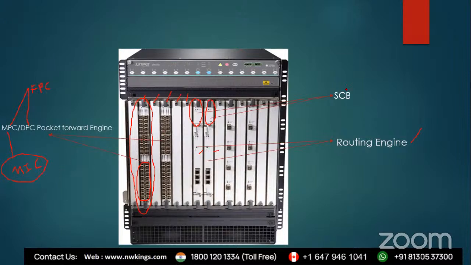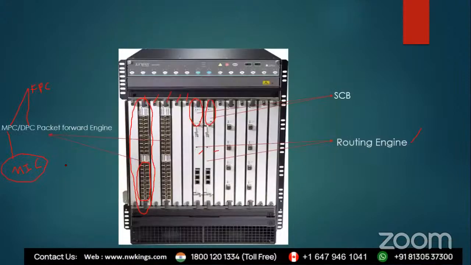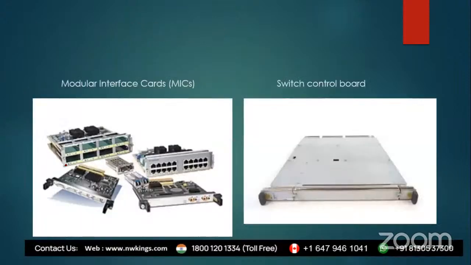So routing engine, SCB, and FPC slots, we will install MPC or DPC line cards. The packet forward engine is located in MPC or DPC. Again, in MPC, according to your requirement, you will install MIC cards, modular interface cards. I'll show you next. In between, if you have any queries, you can ask.